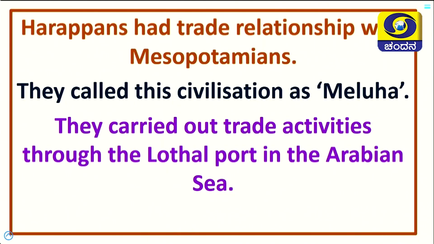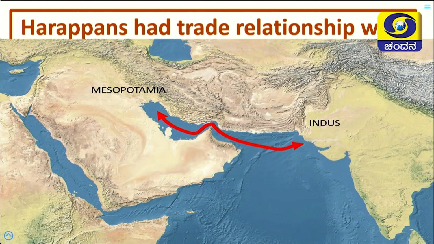Harappans had a trade relationship with Mesopotamia. This we have already learnt in the previous class, and they called this civilization, that is the Harappan civilization, Meluha. They carried out trade activities through the Lothal port, which we have seen just now, and through the Arabian Sea. How was it carried out? See, just like this.